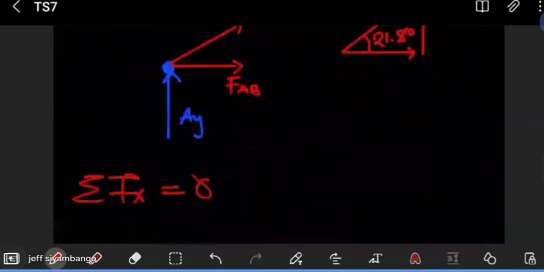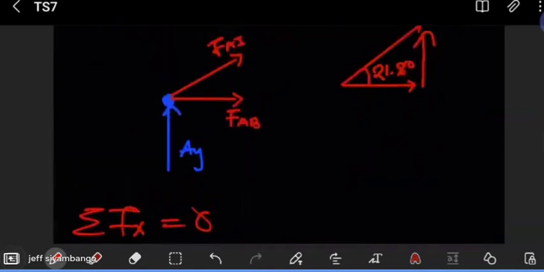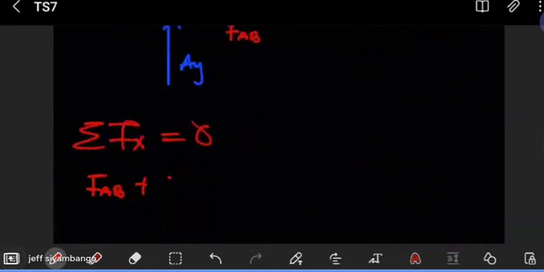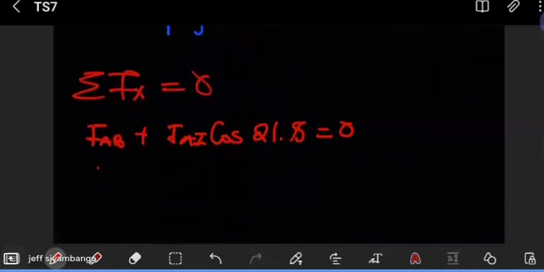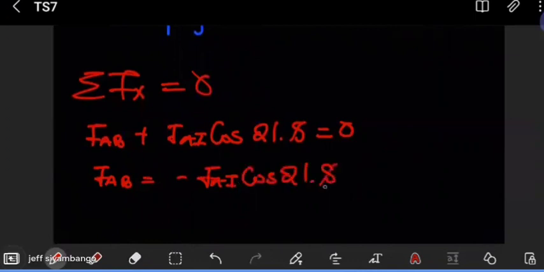Okay, so summing forces in the X, FAB is to the right, so positive. Then we have plus the X component of FAI. This will be FAI cos 21.8. There will be the only two in the X at that joint, so we equate to 0. So this will just tell us that FAB is equal to negative FAI cos 21.8.